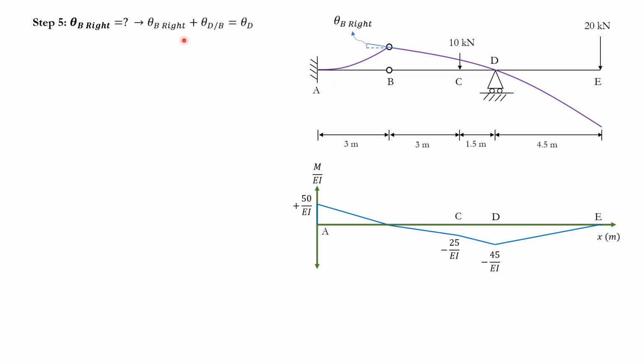And so theta B right plus theta D with respect to B gives you theta D, again, moving always from left to right. Although I'm trying to find this point, I'm again moving from left to right. And here you just isolate for theta B right. So theta B right is just going to be theta D minus theta D with respect to B.